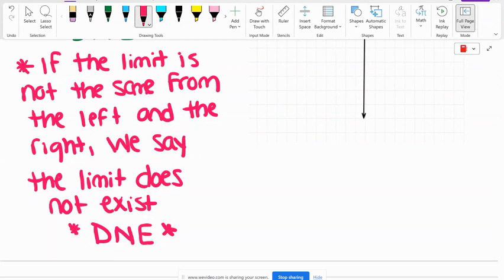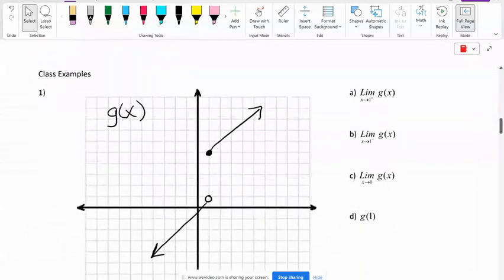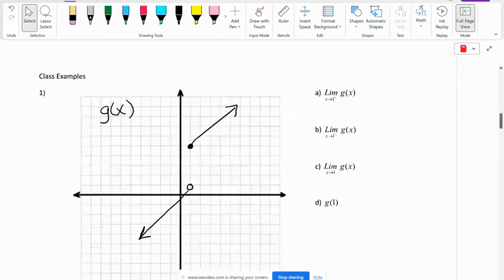Okay, so the rest of the period, we're just going to be doing more practice with this. Let's go on to our next graph. This represents g of x. I want you to do these four, A, B, C, and D, and then we'll go over it.